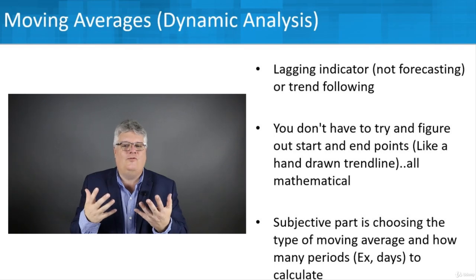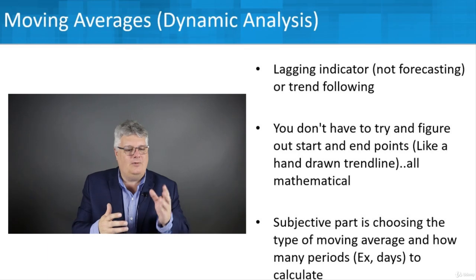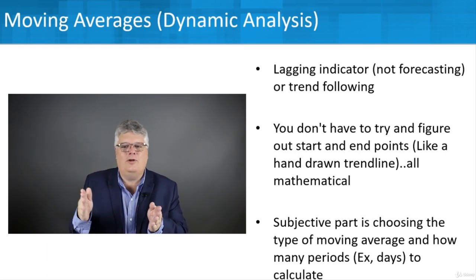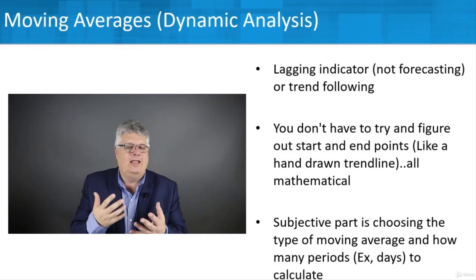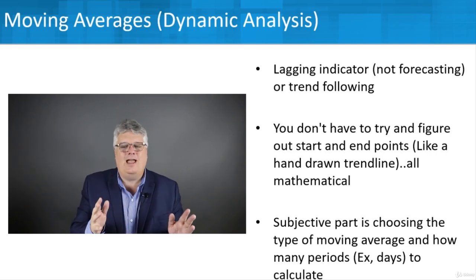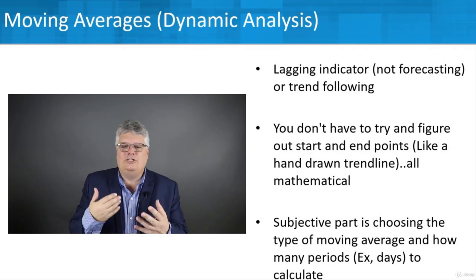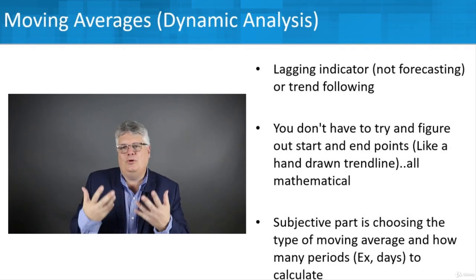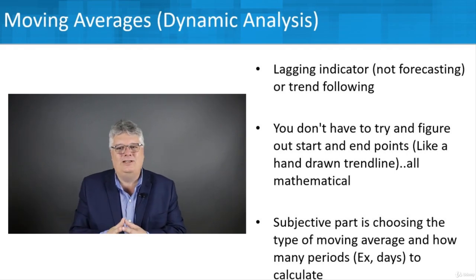Also, you don't have to try to figure out the start and end points of it, which is nice. When we were looking at trend lines, we had to figure out, well, where's the start? Where's the end? Then I got to draw my trend line. You don't have to do any of that. You don't have to do any hand-drawn trend line drawing or anything like that. It's all basically mathematical, and the trading platforms do this all automatically for you. You just set the parameters, how many days you want your moving average to look at, and the type of moving average you want to use, which we're going to learn about. And then it's all shown right on the chart, and then you can make decisions based on that. The subjective part is really just choosing the moving average you want to use and how many periods. The rest of it is mathematical and automatically done for you.